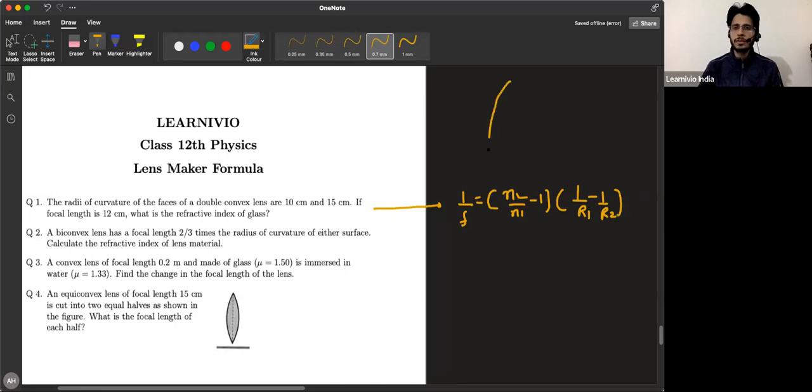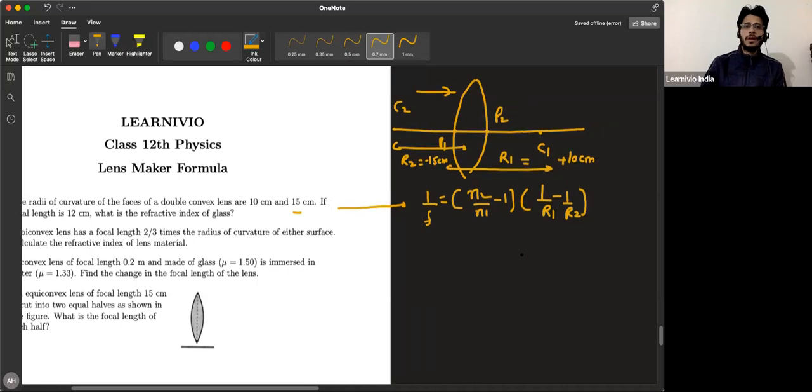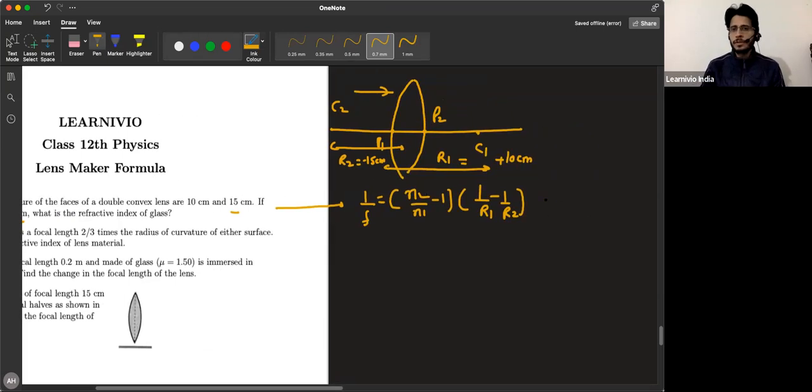So, when you have a double convex lens, this is a double convex lens. This is the pole P1. This is center of curvature C1. This is pole P2, and this is the center of curvature C2. So this P1, C1, this is R1, it's positive. R1 is plus 10. And this is 15, so that's R2. Light is going in this direction, and R2 is measured in a direction opposite to that of light, so it's minus 15. And the focal length is 12 centimeter. This is plus 12 because it's a convex lens, so focal length is positive. So everything is given. Let's substitute these values.